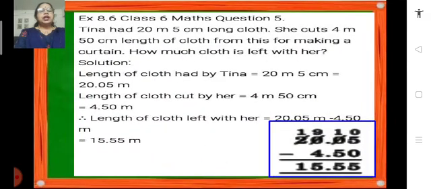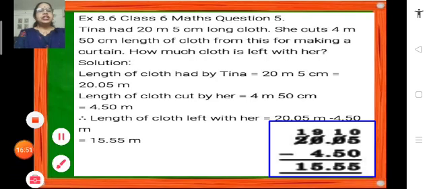Next, question number 5. Tina had 20 meters 5 centimeters long cloth. She cuts 4 meters 50 centimeters length of cloth from this for making a curtain. How much cloth is left with her? So, what was the total length of cloth which Tina had? It is 20 meters 5 centimeters.